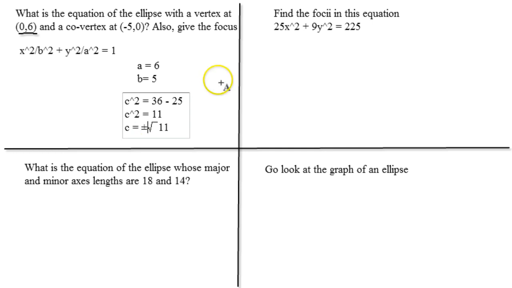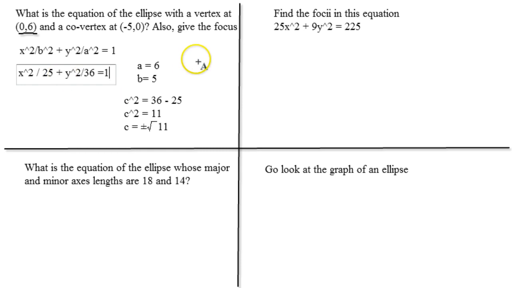Okay, because there's going to be 2 of them. So when you do this, you should be all set. All right, now that we also know a, we can just plug it in here. So this is going to be x squared divided by 25 plus y squared divided by 36 equals 1. So that's my equation. That's pretty simple.